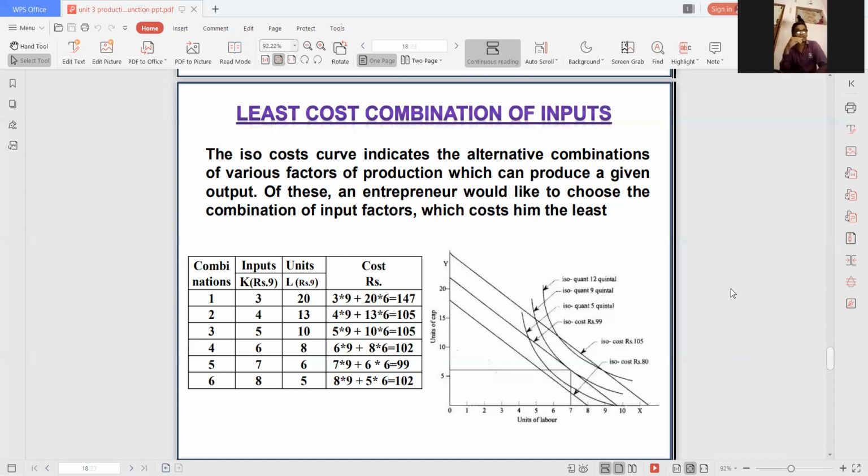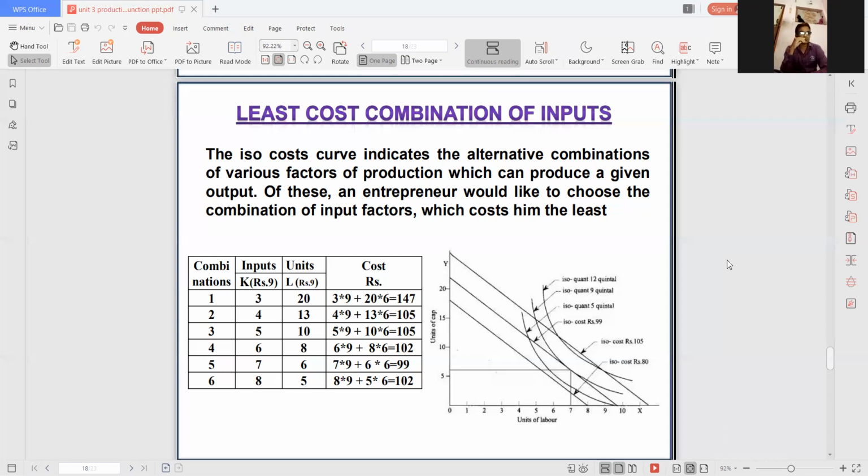So here in the given table, we can observe that just four columns are there. The first column is the different cases, 1 2 3 4 5 6 cases are there. The second column is input, maybe capital or labor, maybe capital or technology. Technology is a very good example rather than capital. So by using one technology for the production of output, here we are costing 9 rupees. 9 rupees I have mentioned in bracket.